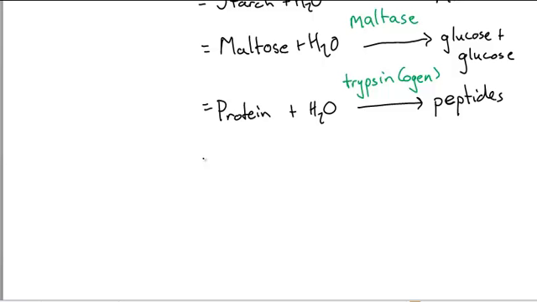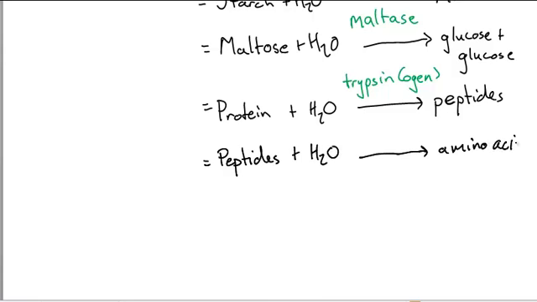Those peptides then have to be further digested before they can be absorbed. So peptides plus H2O become amino acids. And there's lots of different versions of the enzyme that does this depending on the sequence of the amino acids, but in general we call them peptidases.